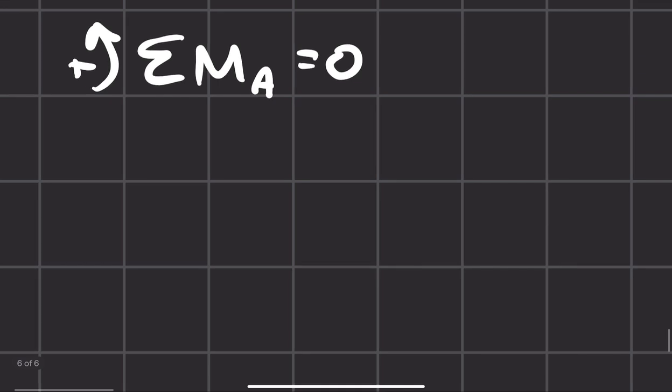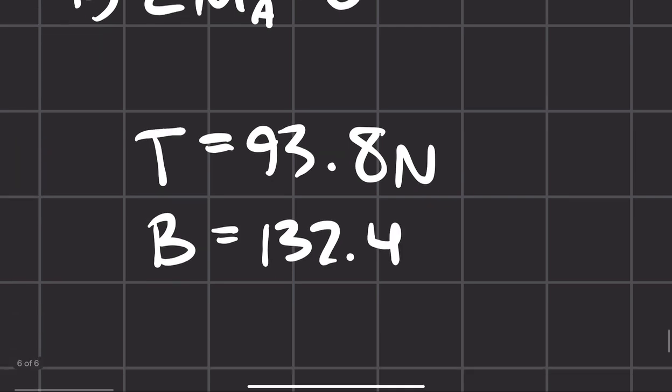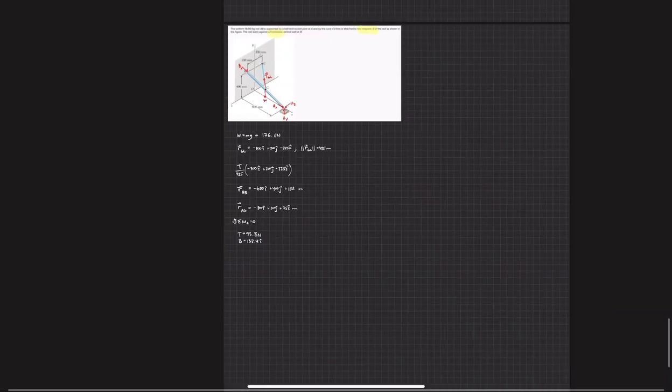and that will give us enough information to solve for the tension, which is equal to 93.8 newtons, and B is equal to 132.4. And we know this is in the x direction or the I component, and that is the final problem.